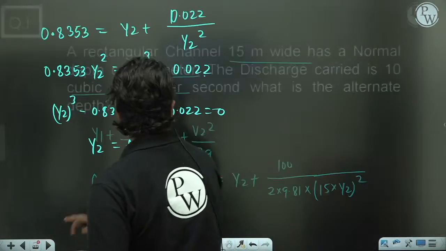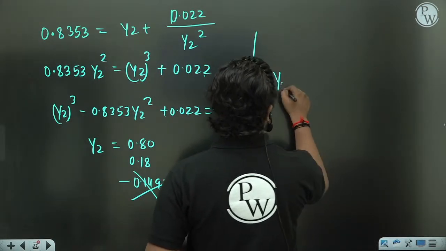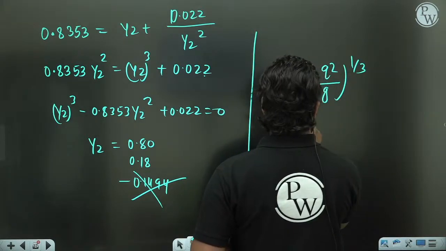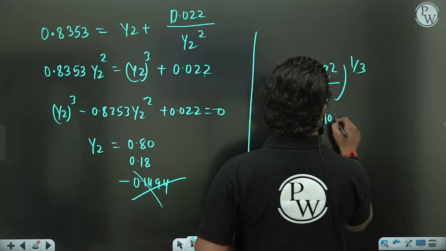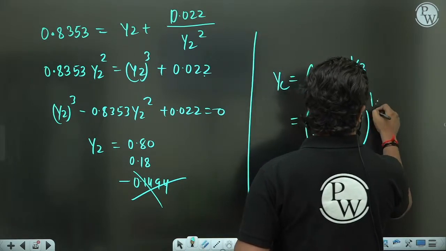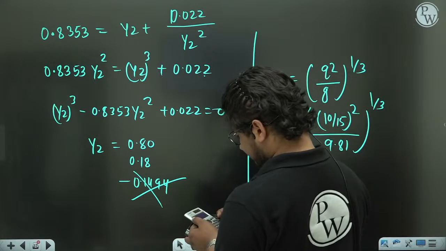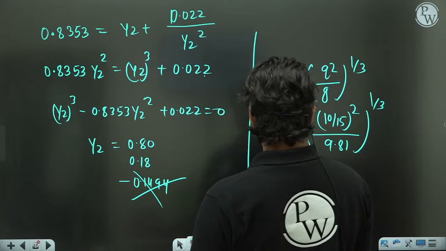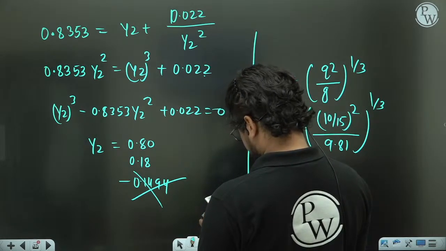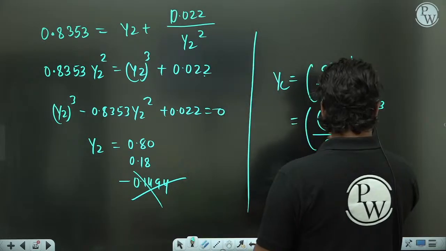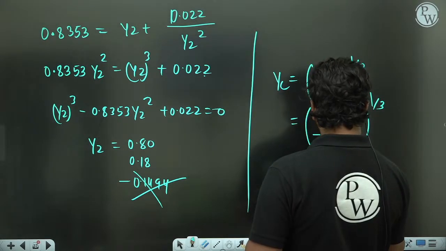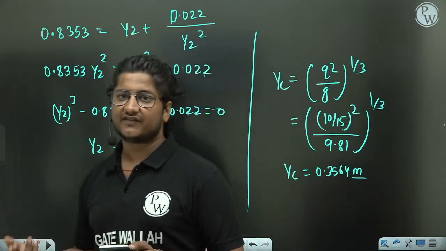So what is the formula for critical depth? For a rectangular section, it is small q squared upon g to the power 1 by 3. So 10 by 15 whole square divided by 9.81 to the power 1 by 3. Let us find out this. This is YC and that we are getting as 0.3564. So one depth is already given to you, that is 0.8.